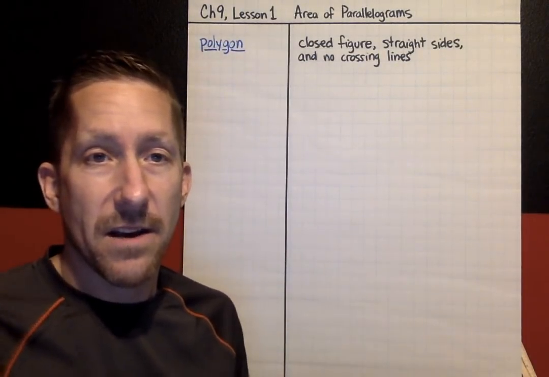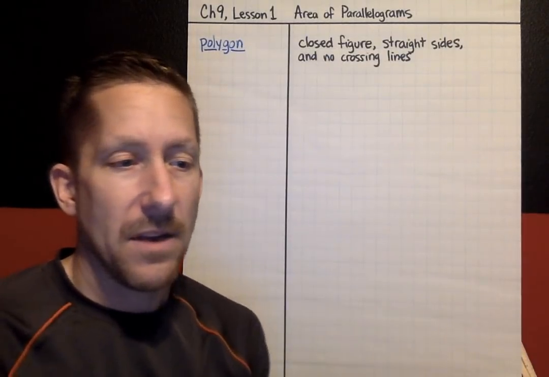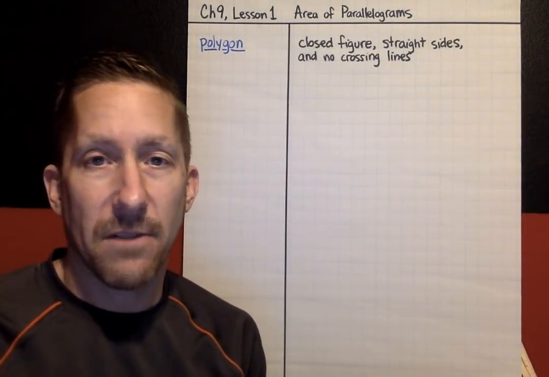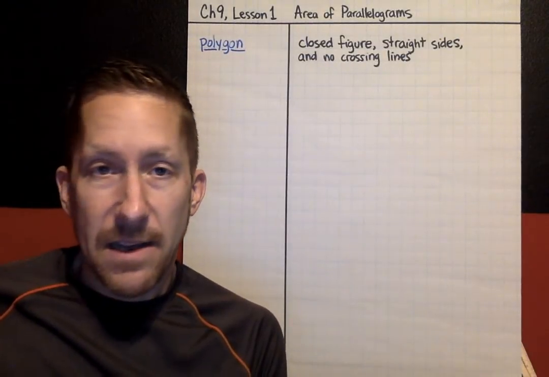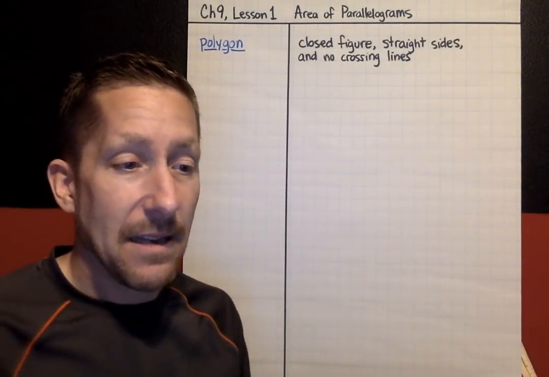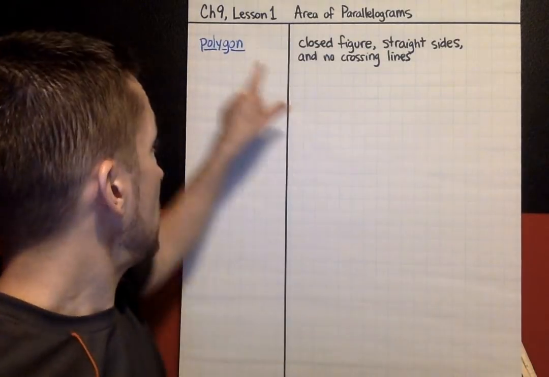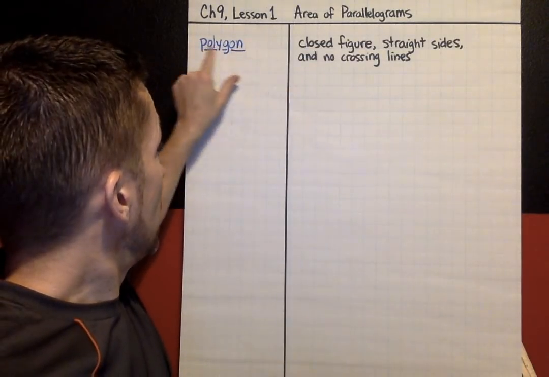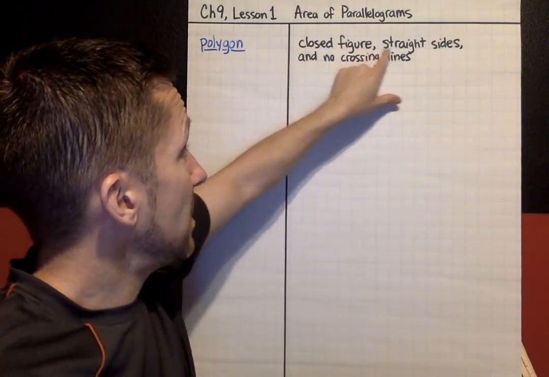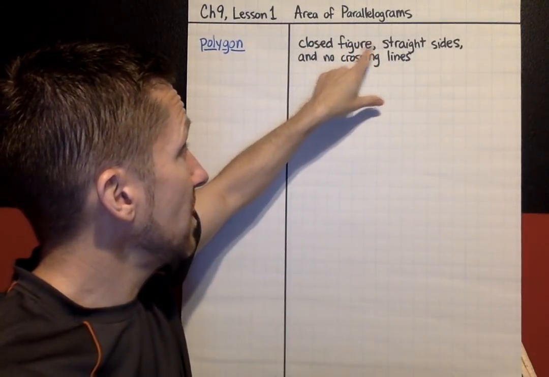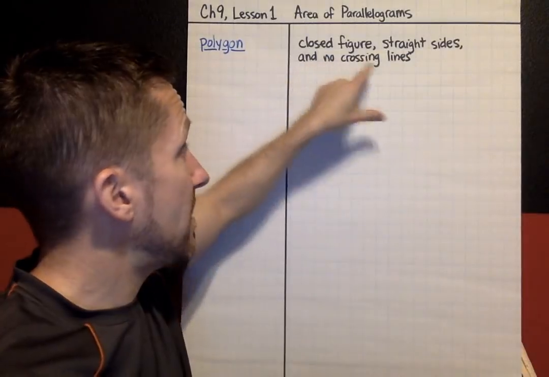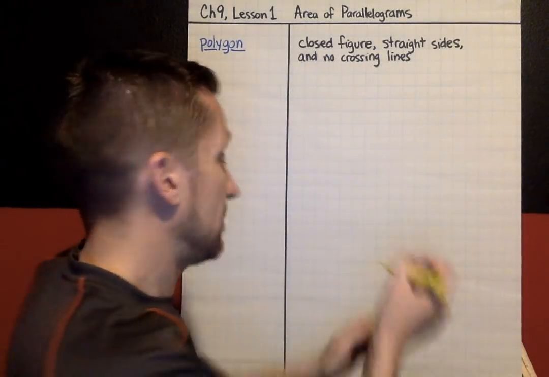It is area of a parallelogram. You worked a little bit with parallelograms already in the lab. We do have some vocabulary in this lesson. The first vocabulary word is a polygon. A polygon is all three of these things have to be true. It's a closed figure, it has straight sides, and no crossing lines.